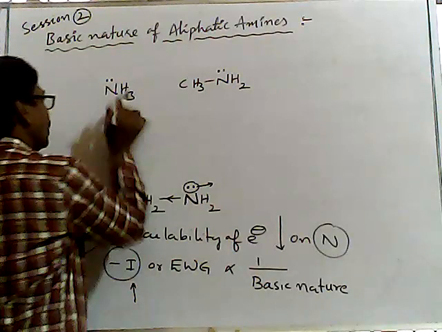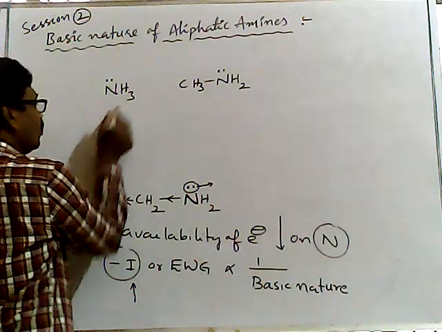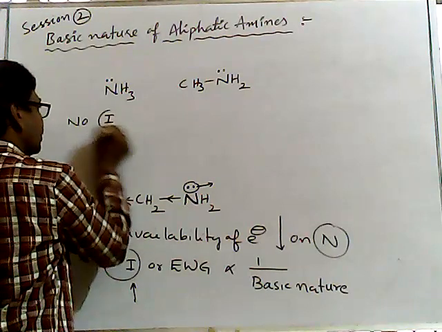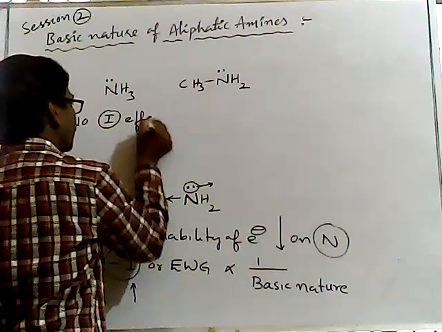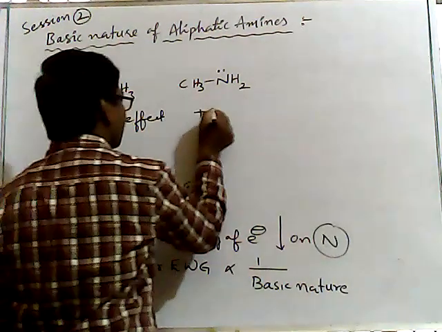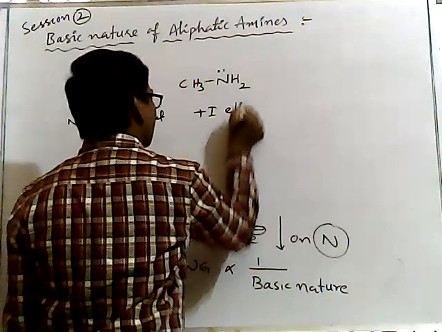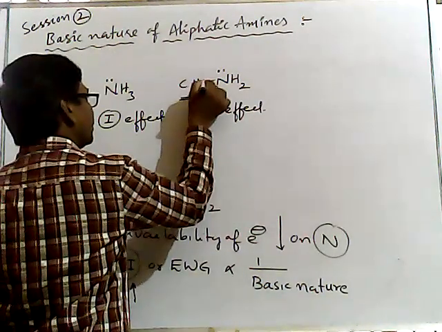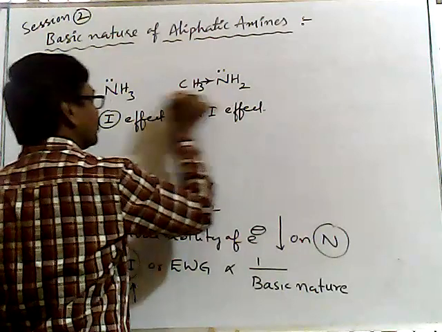Here only hydrogens are there. In ammonia only hydrogens are there, so there is no I effect. There is no I effect in ammonia, but there is a plus I effect in methylamine. The methyl group has a plus I nature. These electrons are shifted to nitrogen.